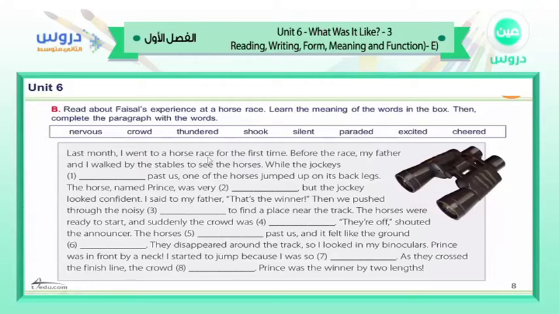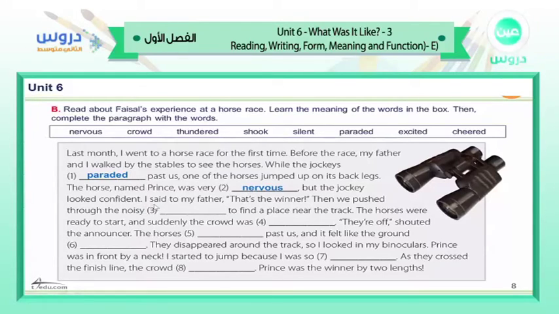Last month, I went to a horse race for the first time. Before the race, my father and I walked by the stables to see the horses, while the jockeys passed us. The jockeys, many jockeys, they passed us. So what do you think? What should we say? Paraded, excellent. Paraded past us on the horses, jumped up on its back legs. The horse named Prince was very, but the jockey looked confident. The horse was very what? What do you think?